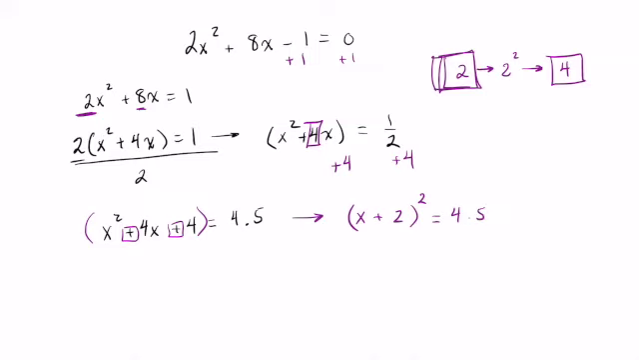At this point, I'm going to take the square root of both sides because I want to solve for x. That's going to give me x plus 2 equals the square root of 4.5.